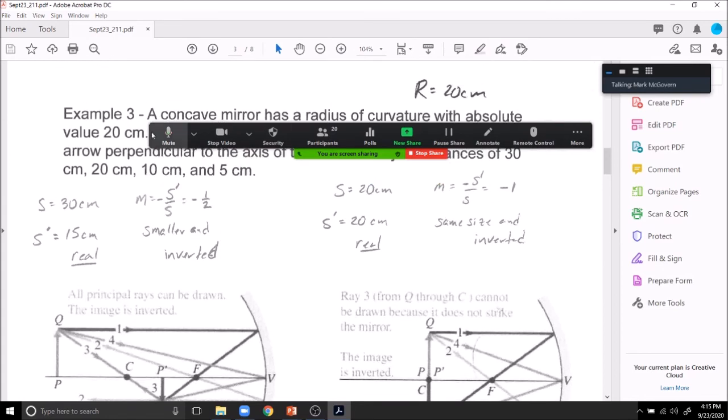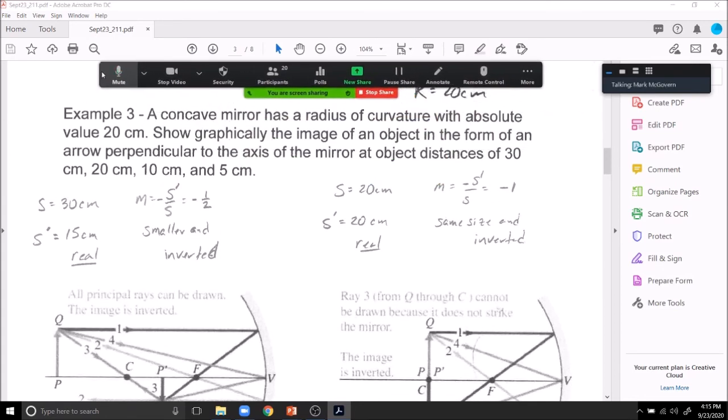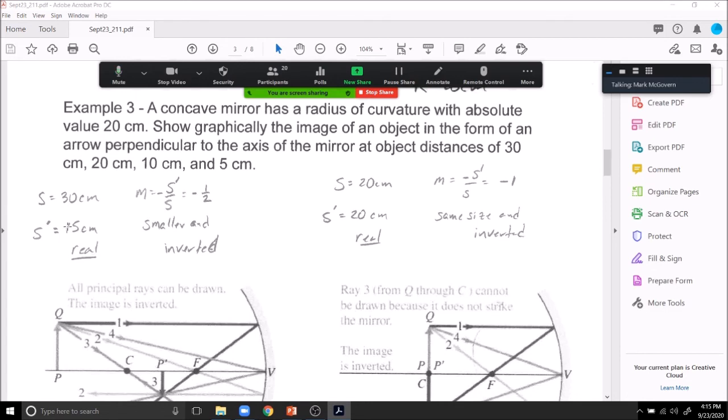All right. So what we have here is our object distance is at 30. When we solve the equation, now the equation, I'm not going to rewrite it, but just so you know, all these s primes that I'm putting down here, just use the equation to figure it out. So I get 15 centimeters. It's a real image. It's positive. And it's smaller and inverted. So I got my m value to be minus 1/2.